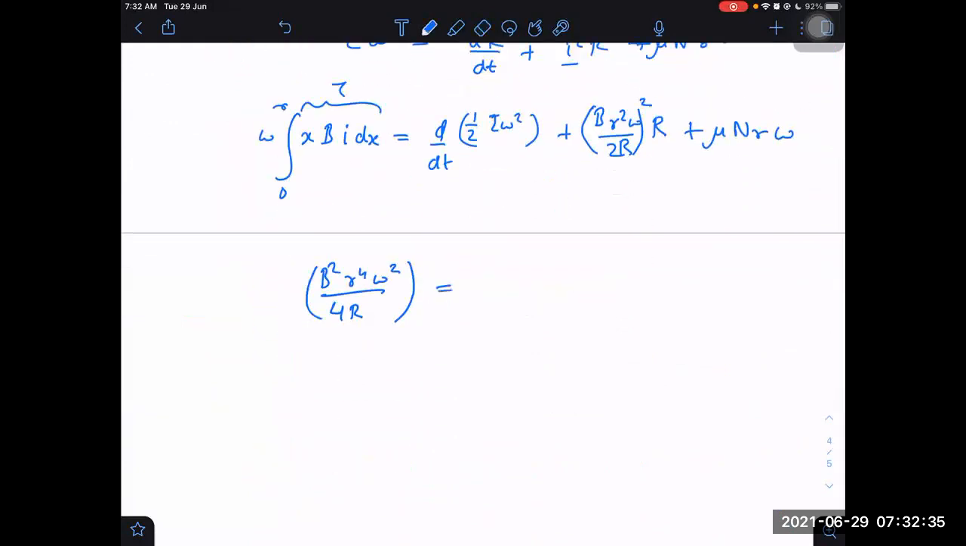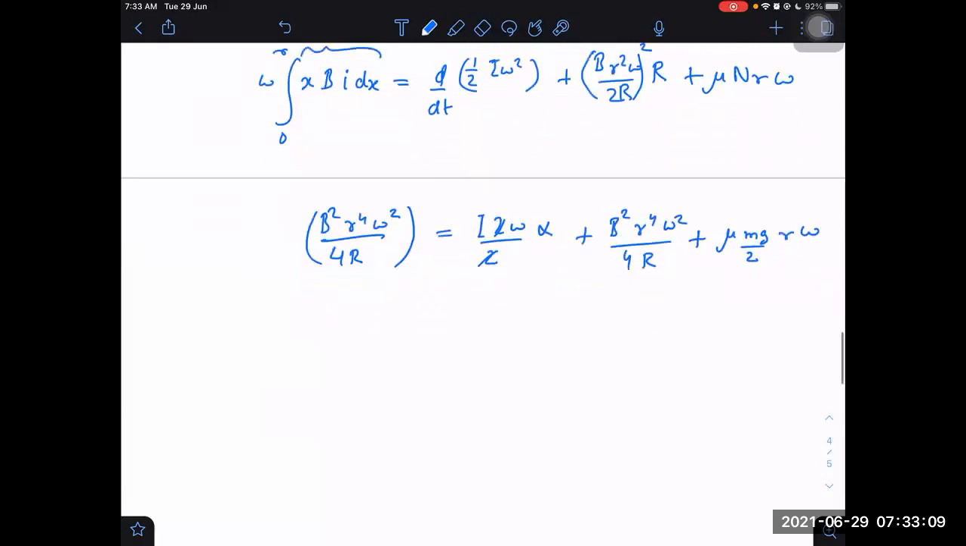Power is equal to, other side I get I into 2 omega into alpha divided by 2 cancelled, I omega alpha plus b square r is over 4 omega square by 4r plus mu into normal, which will be mg by 2 if it is balanced from both sides, right? Into r into omega. What do we get now?